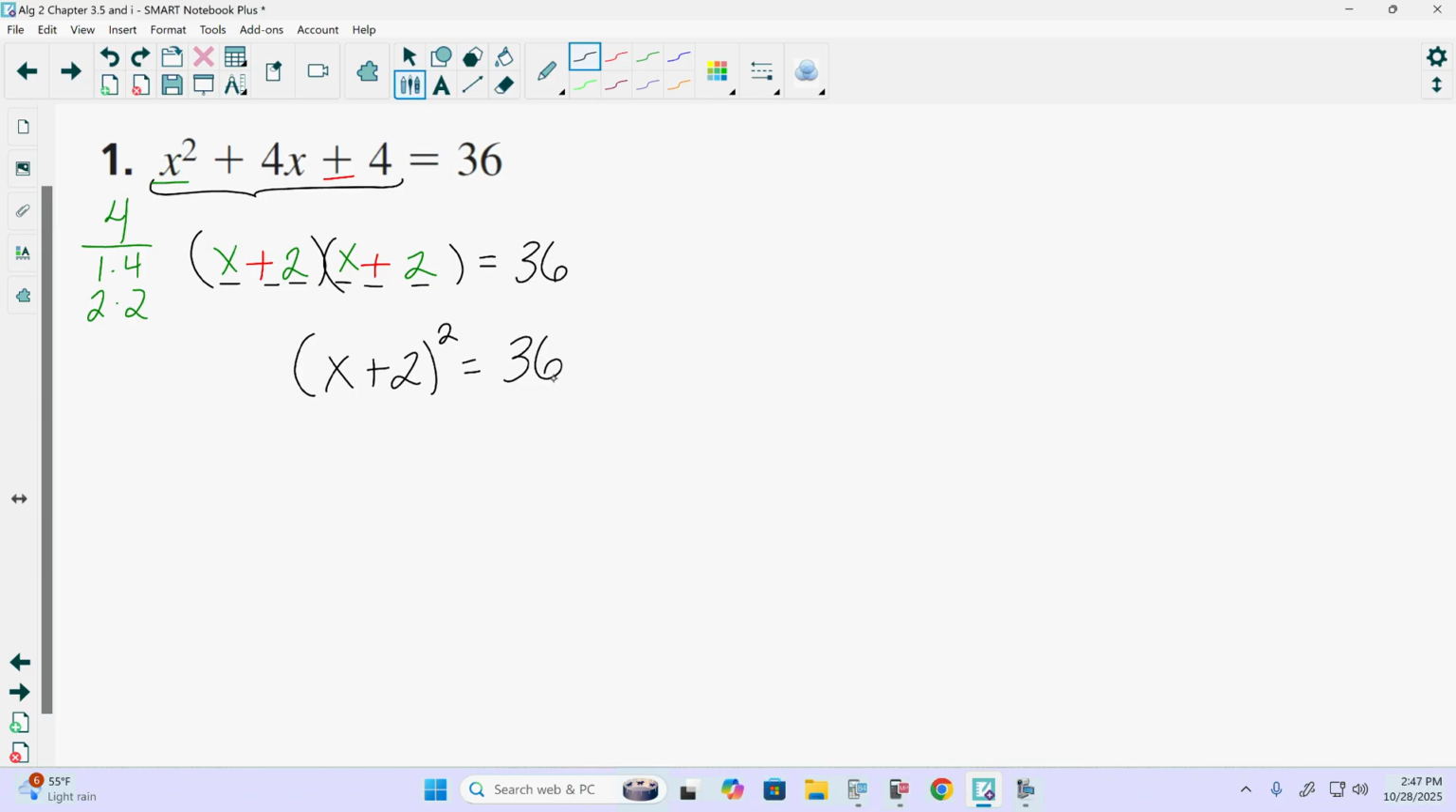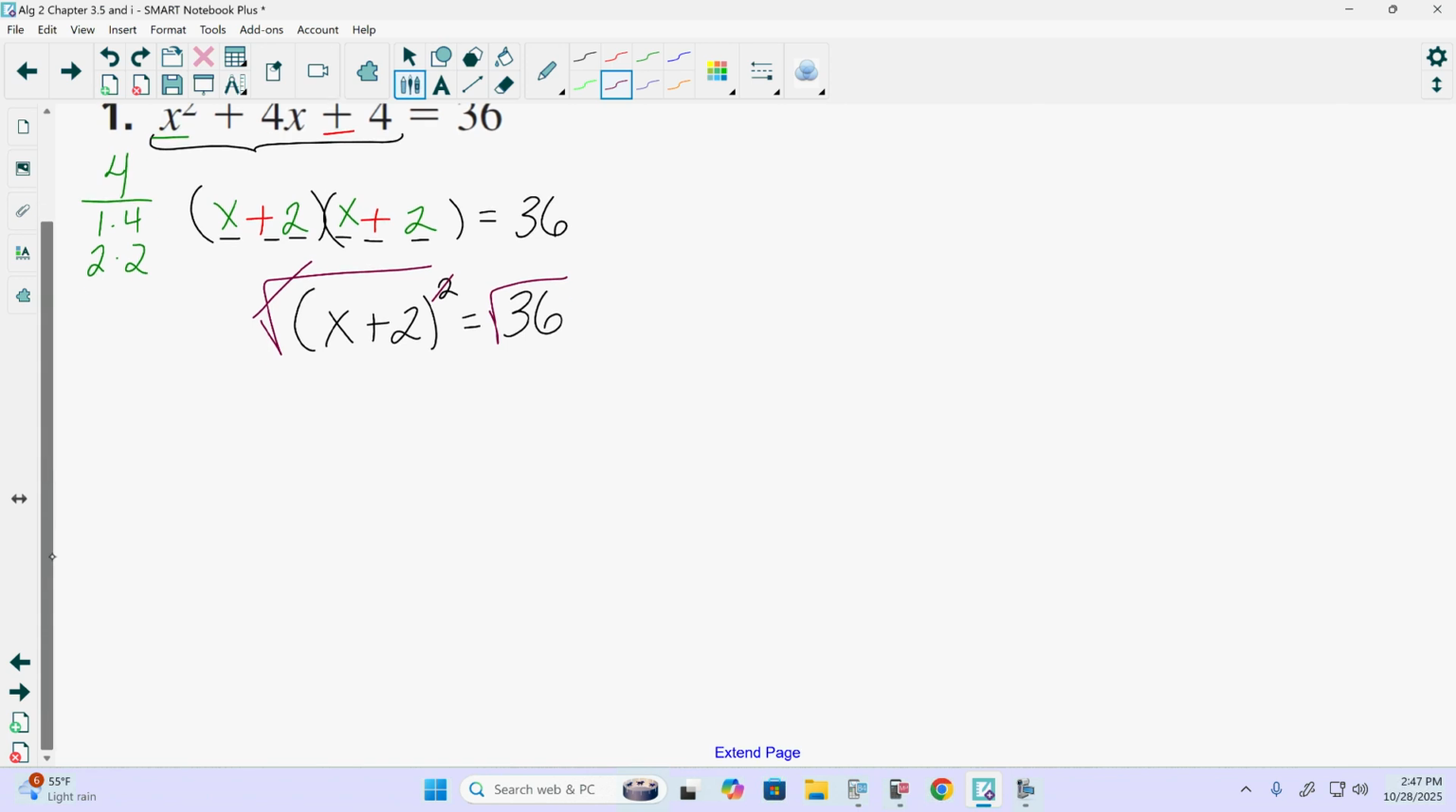Now at this point here, we can do what? Square root both sides. And the square root and square on the left-hand side will cancel, telling me x plus 2 is equal to plus or minus 6.